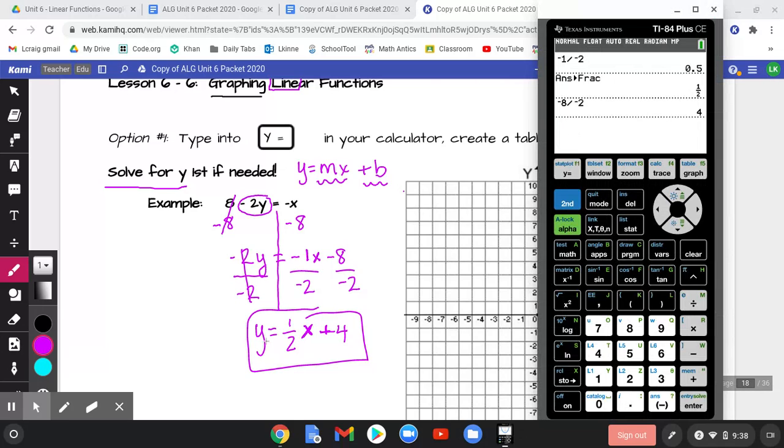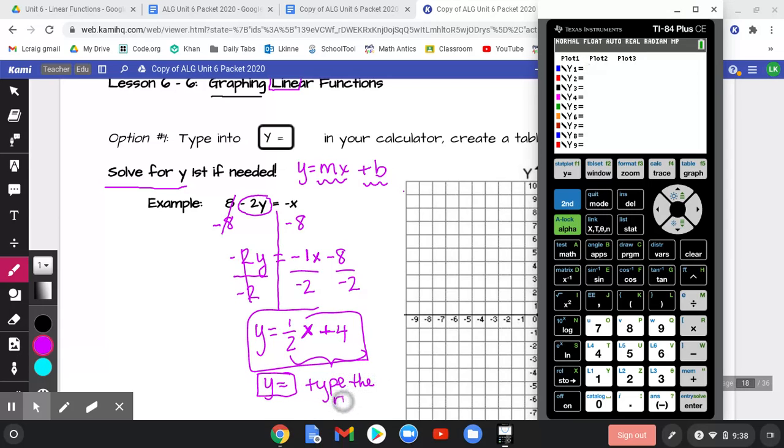So here's the first part of your equation, and then you're just going to type in the right-hand side. All right, so we're going to go to y equals, and then we're going to type the left, or excuse me, that is left. Type the right. All right, so I'm just going to type in 1/2 x plus 4, and remember to do a fraction. Alpha y equals, enter. So 1/2, hit the right arrow key to get out of there, x, and then plus 4.